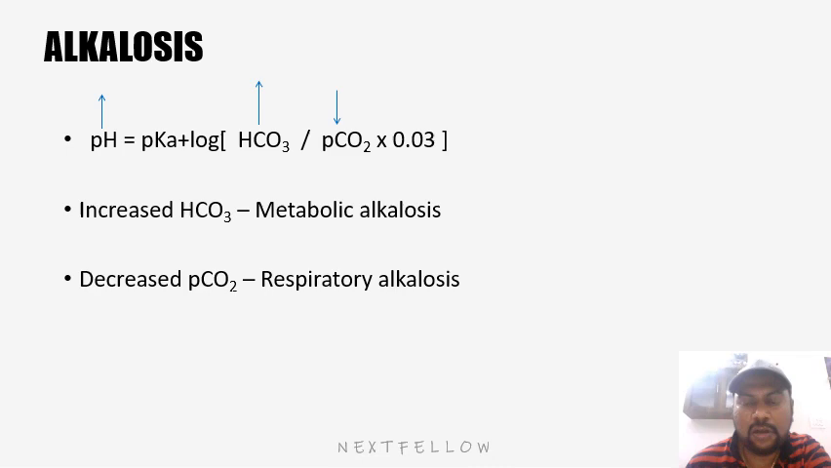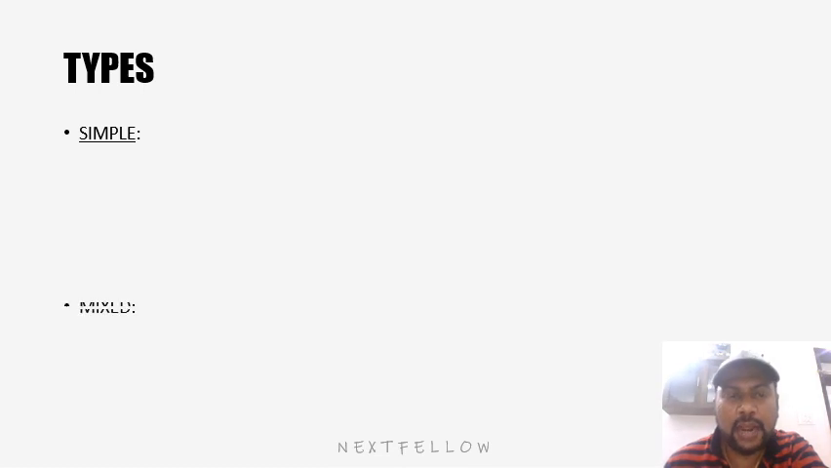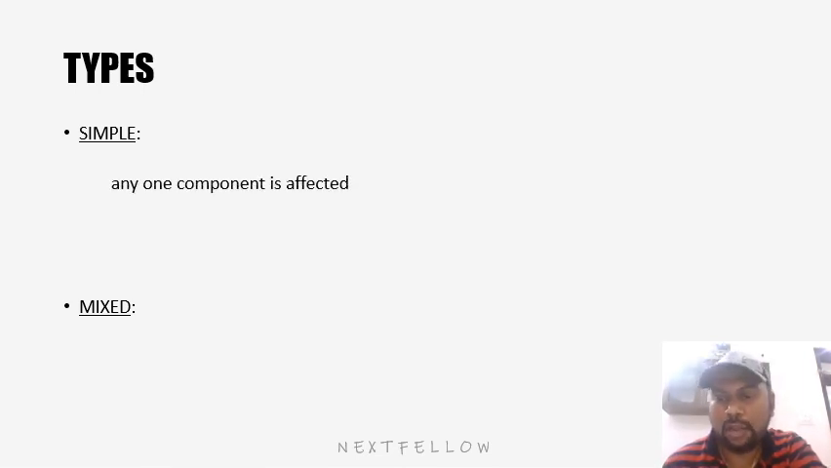These four disorders usually present as two different types. One is simple disorder and the other one is mixed disorder. In simple disorder, any one component will be affected, either the respiratory component or the metabolic component. Whereas in mixed disorder, it will be a combination of both; both respiratory and renal regulation will be affected. So it will present as a mixed type of disorder.